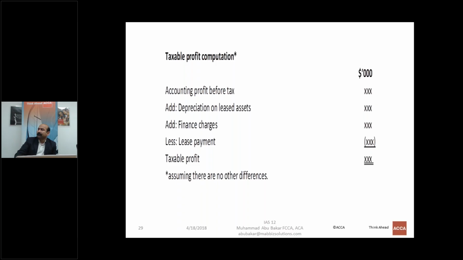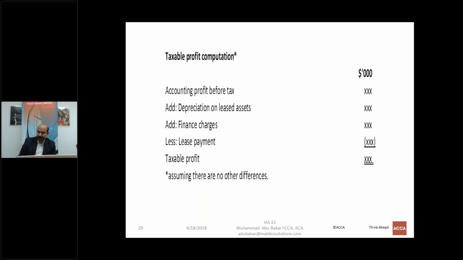See, assuming there are no other adjustments, this is your accounting profit before tax. Now, tax people will add back depreciation on your leased asset because they do not consider it as your asset. Then they will add back your finance charge. They simply allow you the lease payment as a whole. So this will give you the taxable profits. When you apply the tax rate to these taxable profits, this will give you the current tax payable. Current tax payable, and then you can calculate your deferred tax effect.